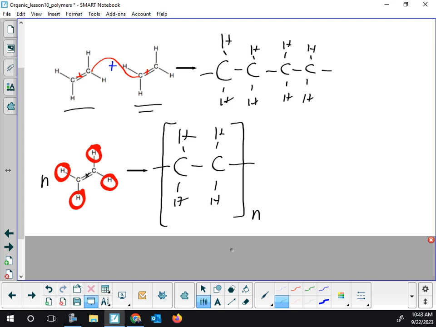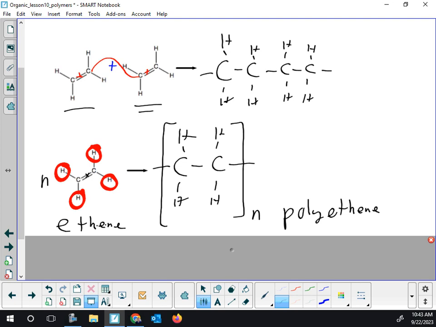Our monomer, as I said, is ethene. Our polymer is polyethene. That's the IUPAC name. The common trivial name, polyethylene, doesn't quite sound as nice. Polyethylene is not a name you're going to memorize for high school, not from IUPAC, but that's what the plastic industry refers to it as. You might have heard that name before.